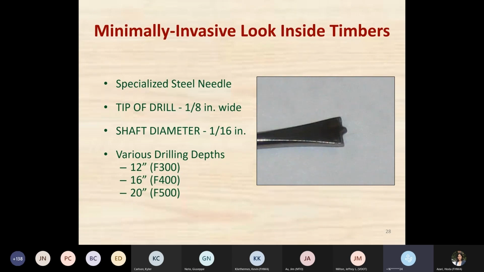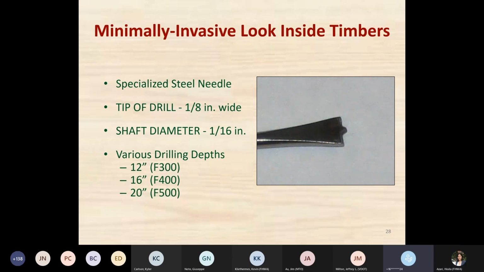it has a specialized steel needle. It's very small in diameter, so old-fashioned inspectors used to use about a 3/8 inch diameter and through bore members, and they would go by feel. This one uses a very tiny needle, and the needle is so small, 1/8 of an inch, that it makes a hole that we don't even need to plug.